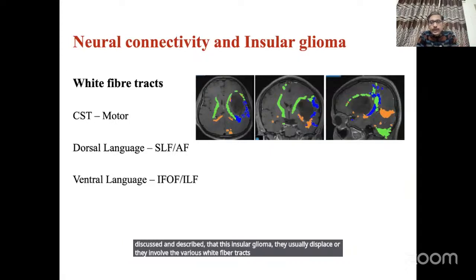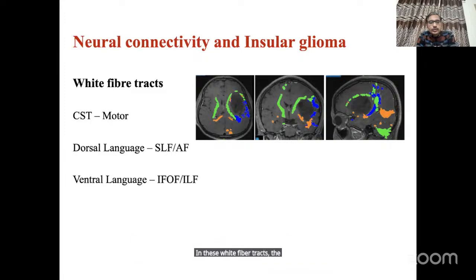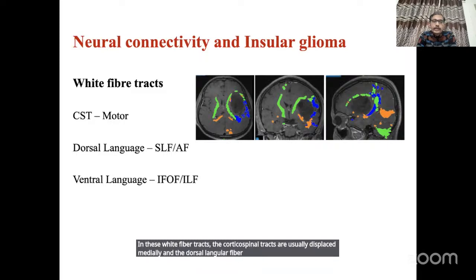tracts. Among these white fiber tracts, the corticospinal tracts are usually displaced medially, and the dorsal language fibers, involving the arcuate and the SLF, are pushed posteriorly. The ventral language fiber, the IFOF, is most commonly pushed medially, maybe superior or maybe inferior, and rarely they also displace the ILF.